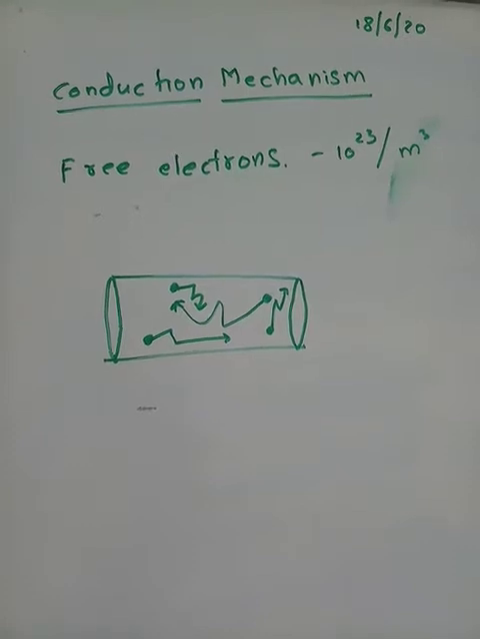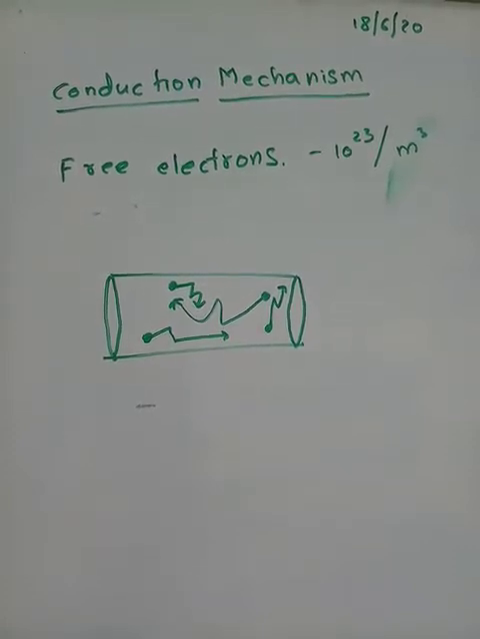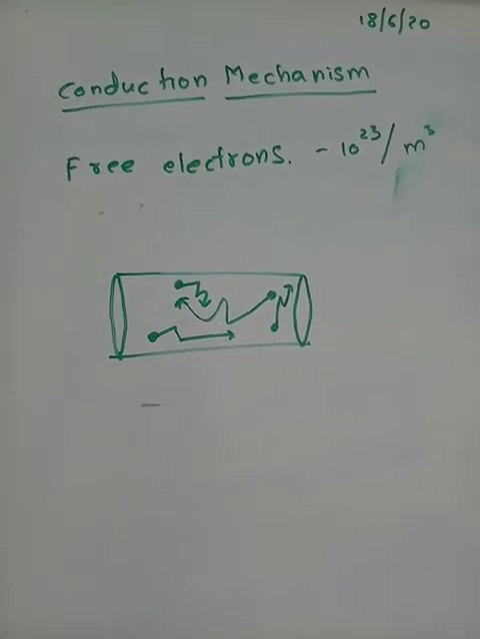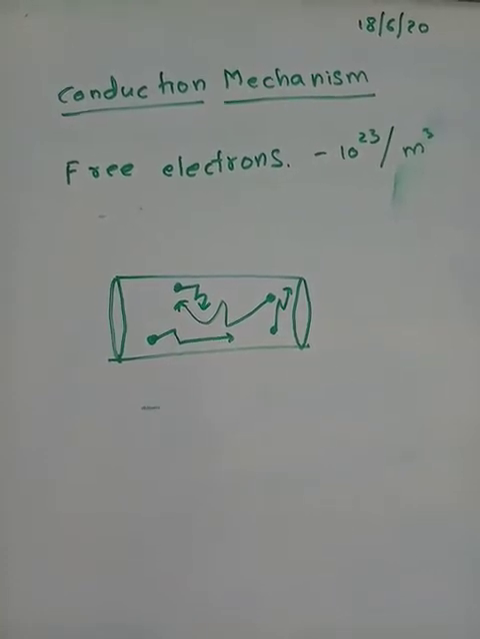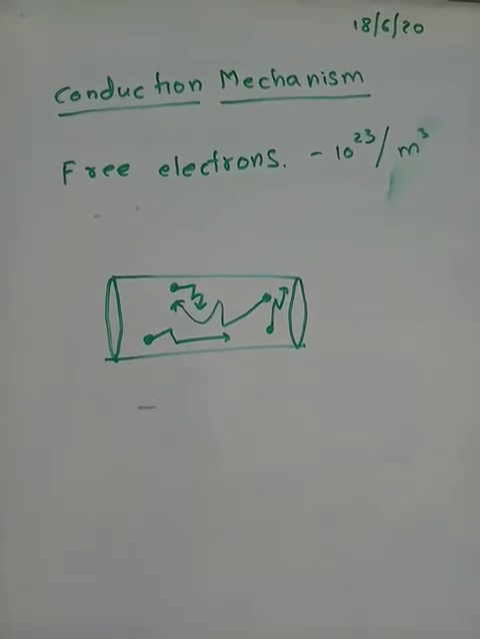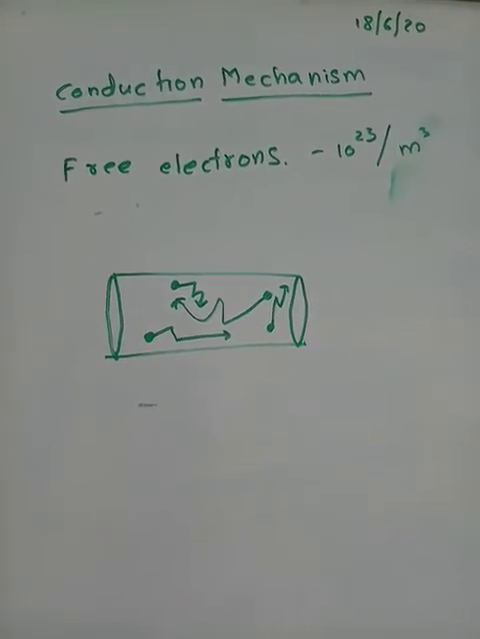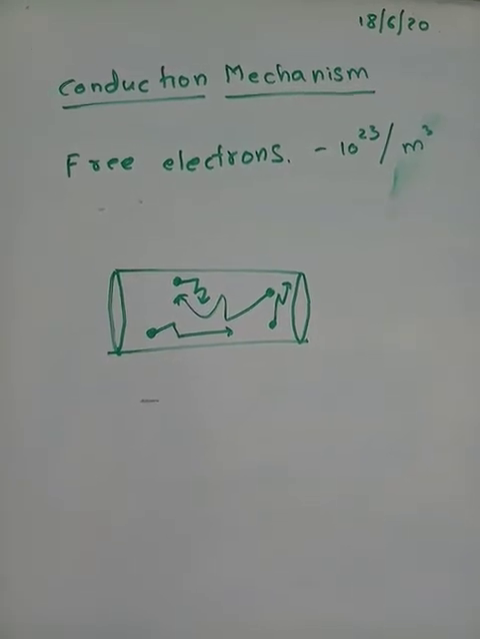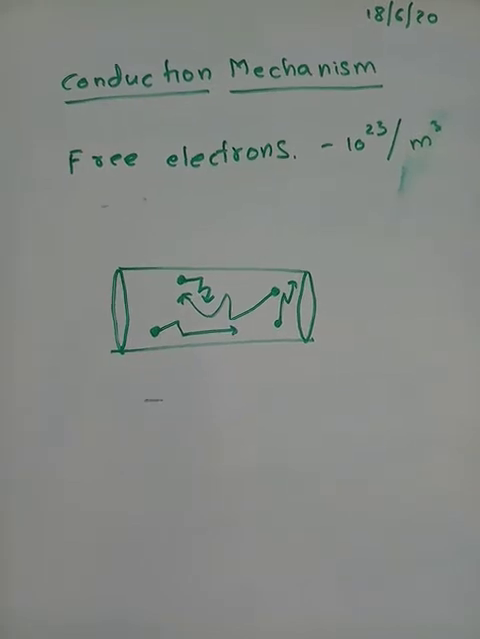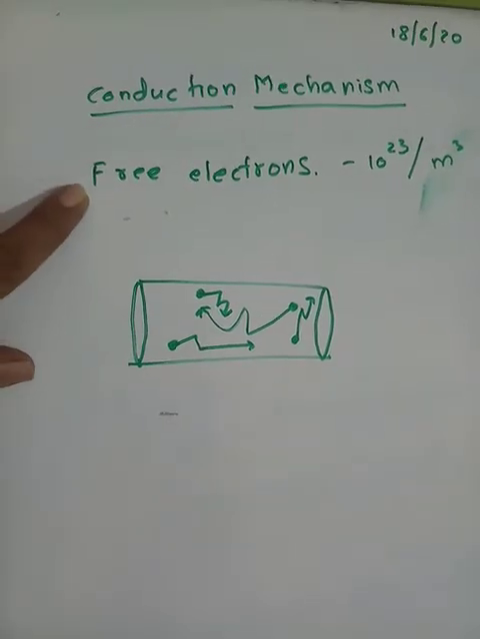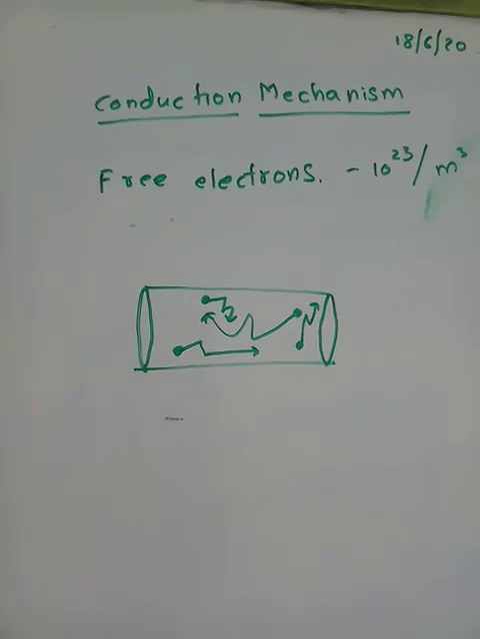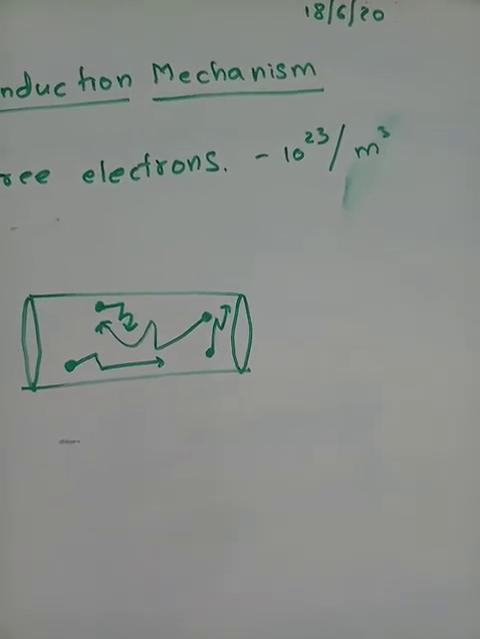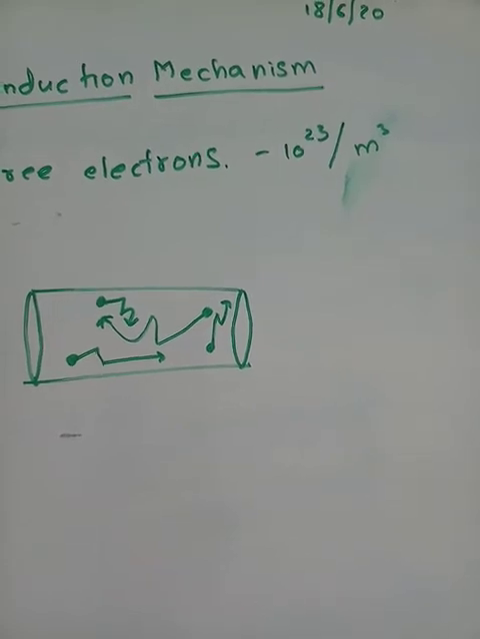They become free from the vicinity of the atom. That means they do not belong to any atom. They do not belong to any bond, but they keep on moving around inside a conductor. They will not leave the surface of the conductor, but they will keep on moving inside it. And these electrons are known as free electrons. Now, in good conductors, their number is very high, about 10 to the power 23 per meter cube.